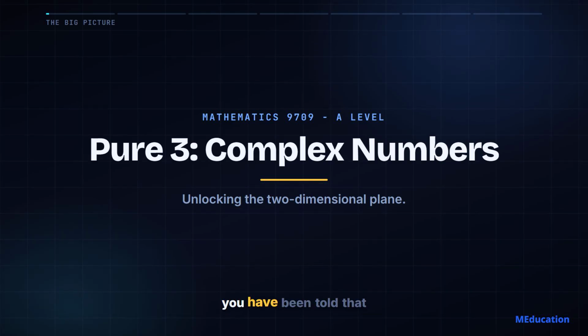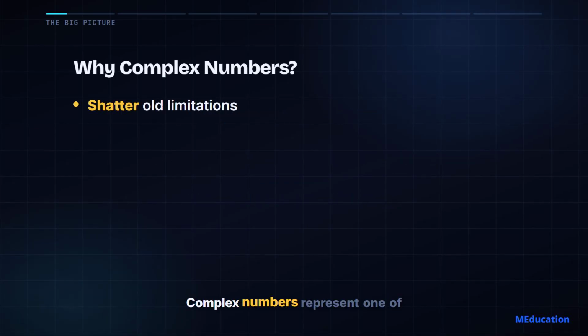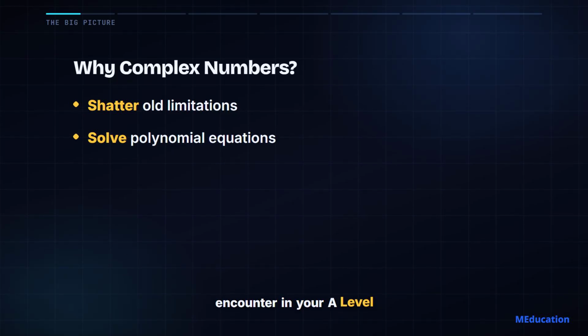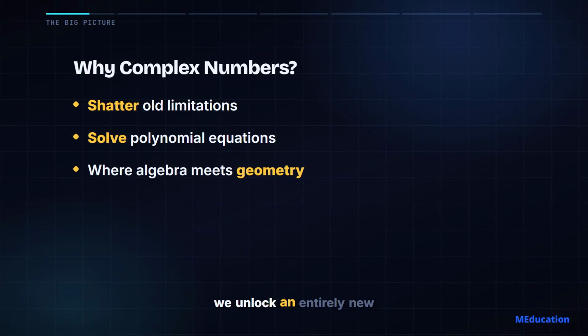For years, you have been told that you cannot take the square root of a negative number. In this unit, we shatter that limitation entirely. Complex numbers represent one of the most profound expansions of the number system you will encounter in your A-level studies. By introducing the imaginary unit, we unlock an entirely new two-dimensional plane of mathematics.